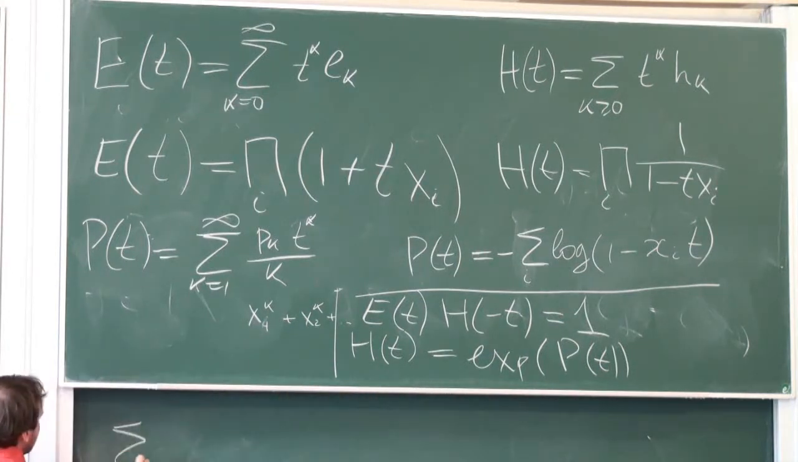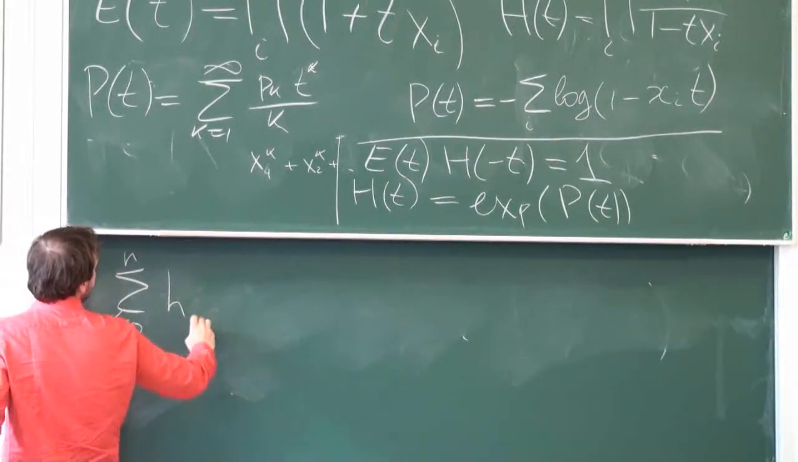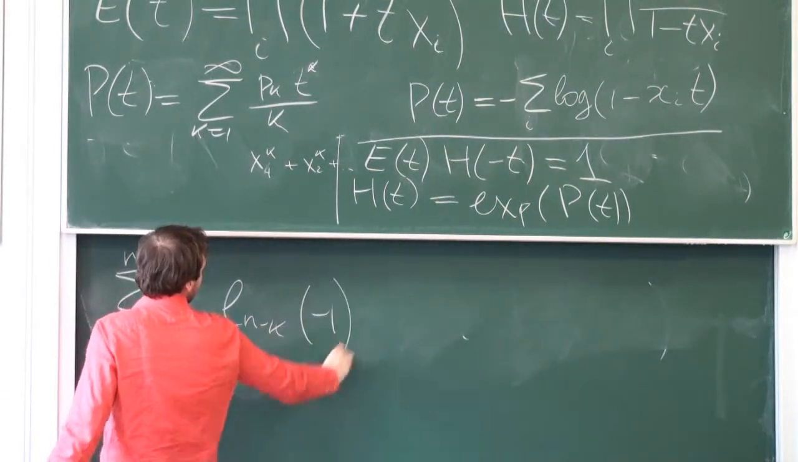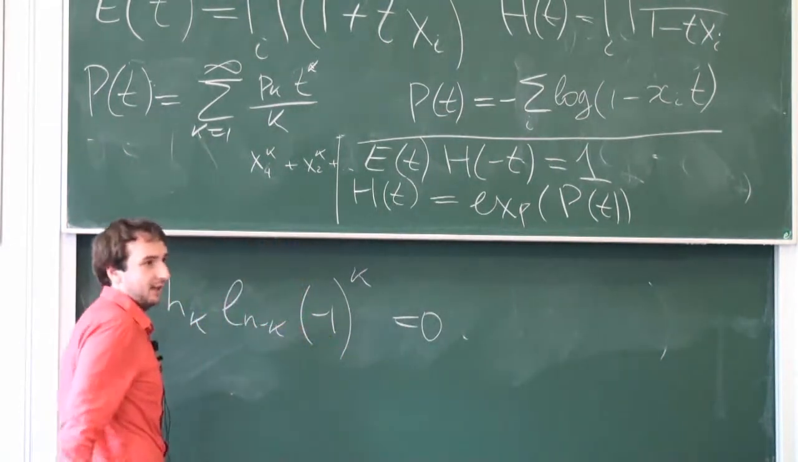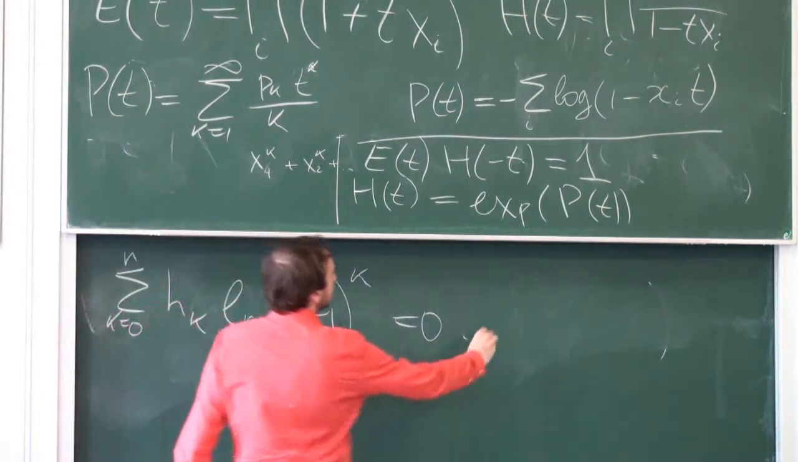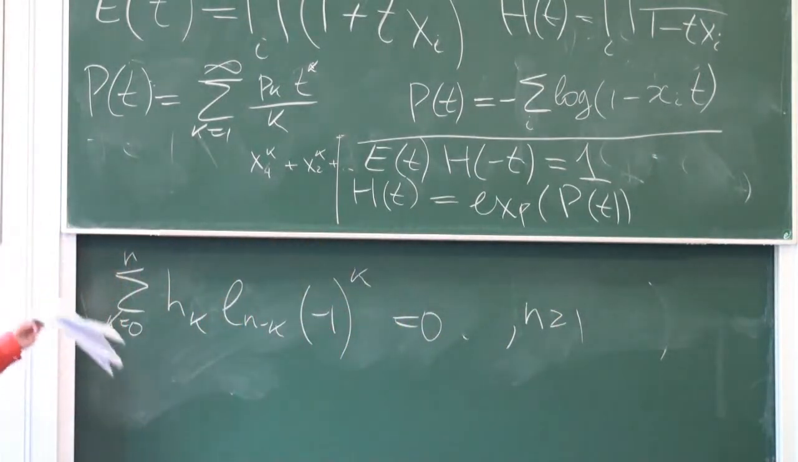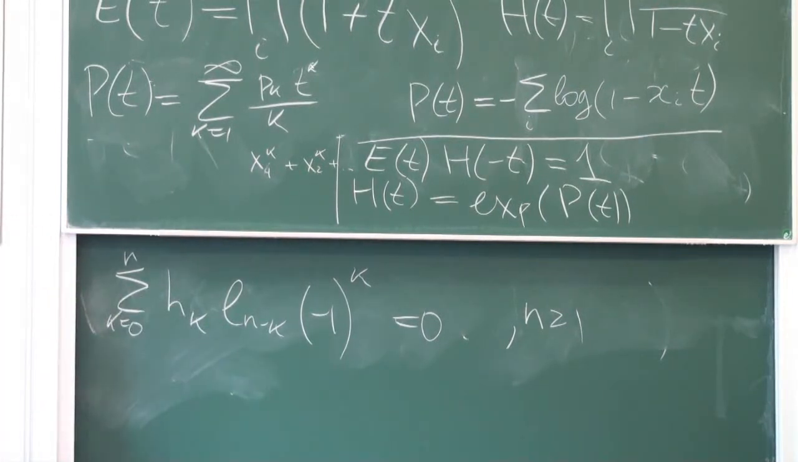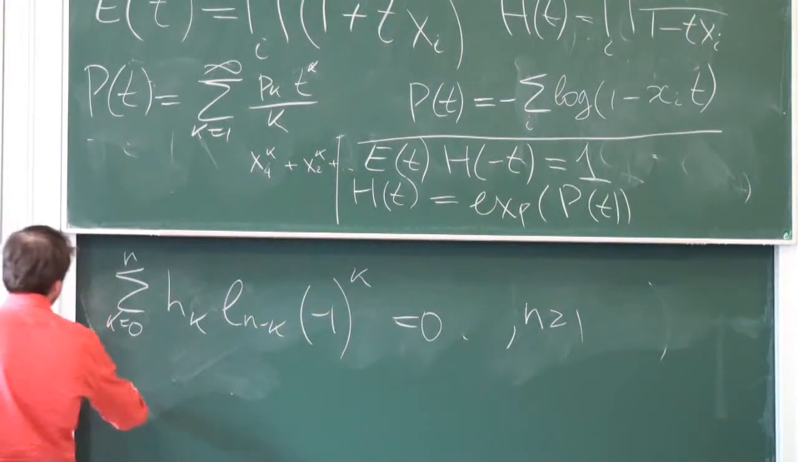Let's sum from 0 to n of h_k times e_{n-k} times (-1)^k is equal to 0 for any n at least 1. So this gives us some relations between complete homogeneous functions and elementary symmetric functions. Also, from this relation, we can write down the following formula.